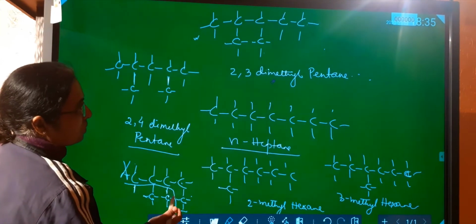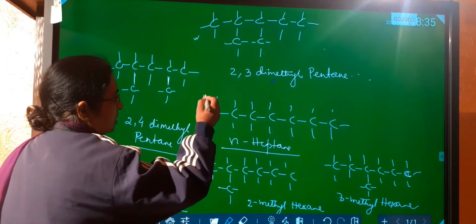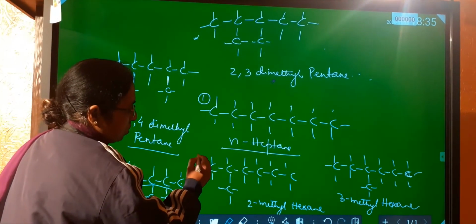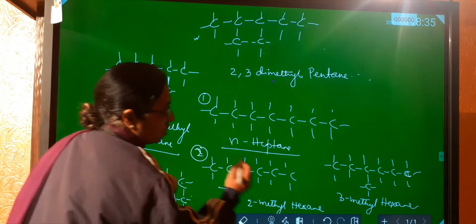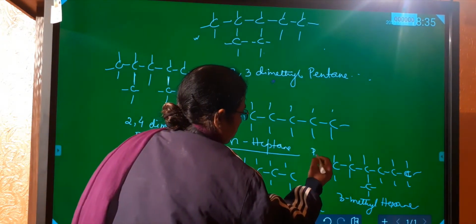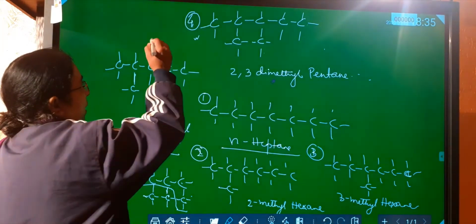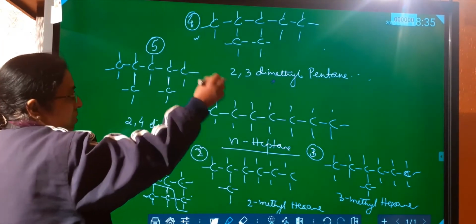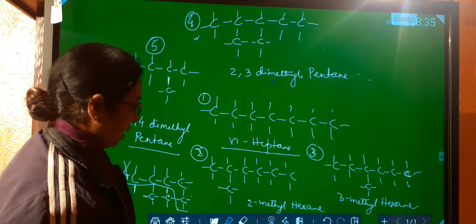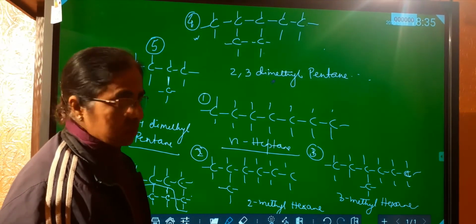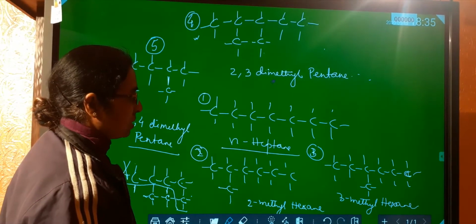How many isomers do I have in total? This is 1, 2, 3, 4 and 5 isomers. For this heptane, I can make 5 isomers in all. Alright, I hope this is clear to you.